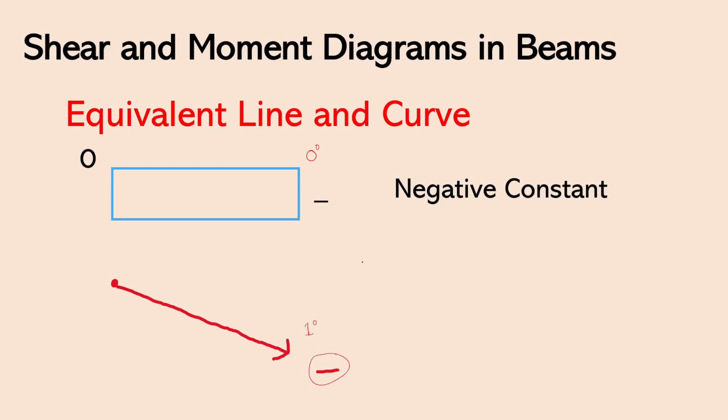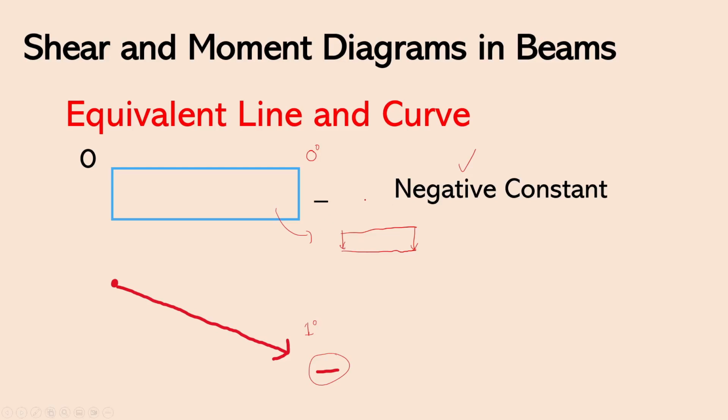And then, it's negative because we are considering a negative constant diagram. Now, what I showed is for the uniformly distributed loads. This negative constant is if we have a uniformly distributed load that acts downward. This is what's meant by negative constant.